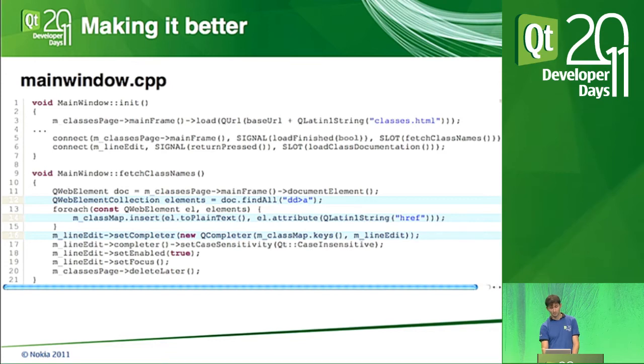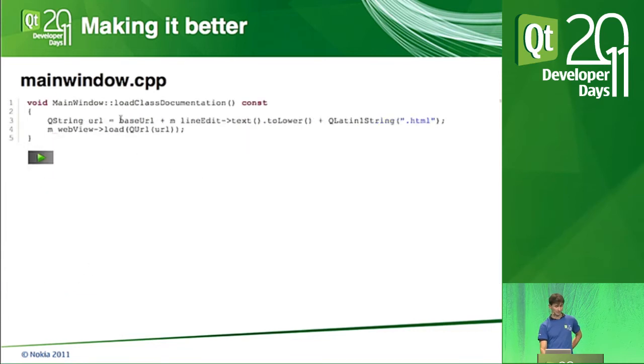So once I've done that, I want to be able to use it. We have this very convenient thing in Qt, QCompleter, and it goes very well with a line edit. So it's as easy as adding a new QCompleter to the line edit, giving it the class names, and that's about it. So yeah, then I enable the line edit, give it the focus, and since I don't need the classes page, I can get rid of it because my map is populated at that point. The last bit is loading the class documentation when enter is pressed, when inputting text in the line edit.